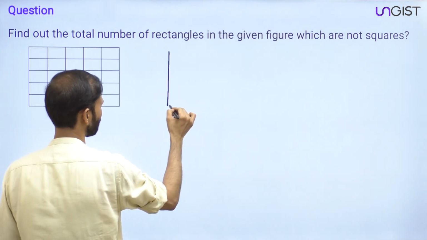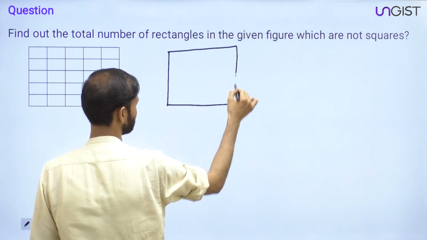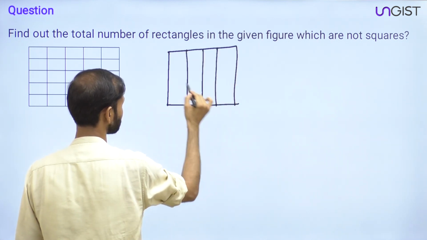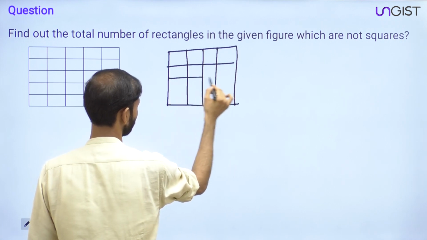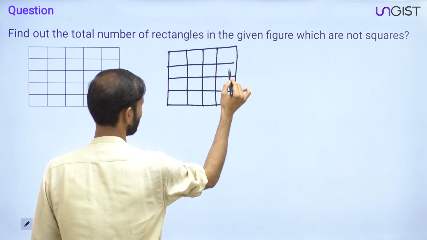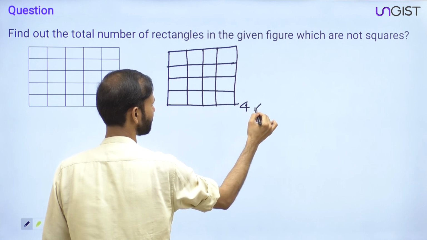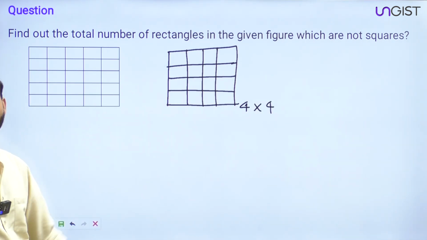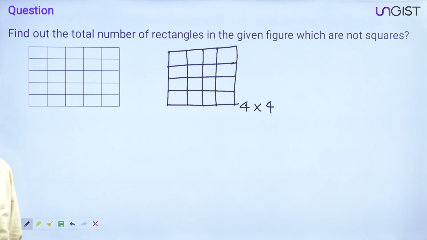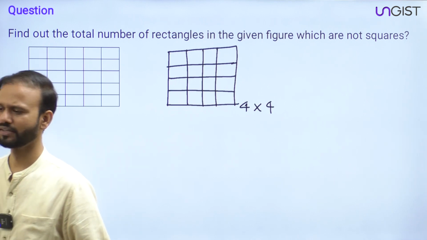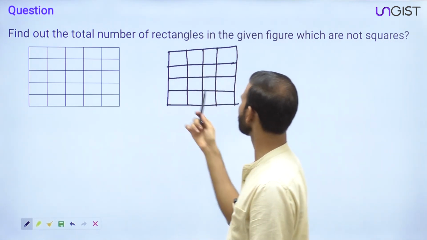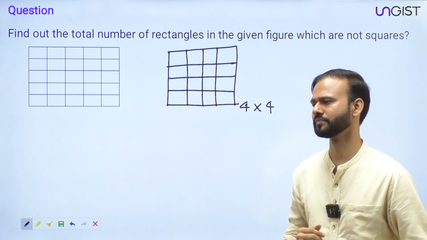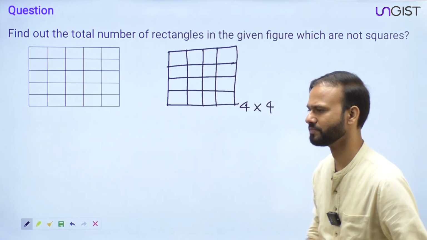Everyone, do one thing. Let's say there is a 4 by 4 order square grid. Yes, the same question for this 4 by 4 order square grid. Can you tell me the answer? Please, guys, solve this question, the same question for this square grid.